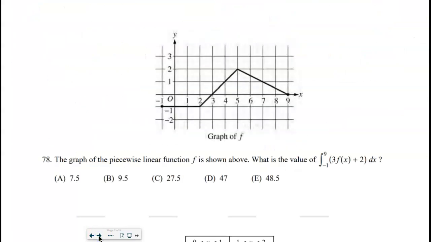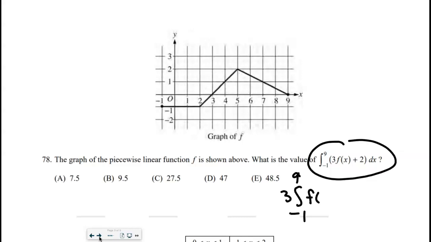All right, number 78 was in our calculator active and also a most missed. So this is also an AB question where we bring constants out front. You can deal with that two ways. I'm going to deal with it both ways.